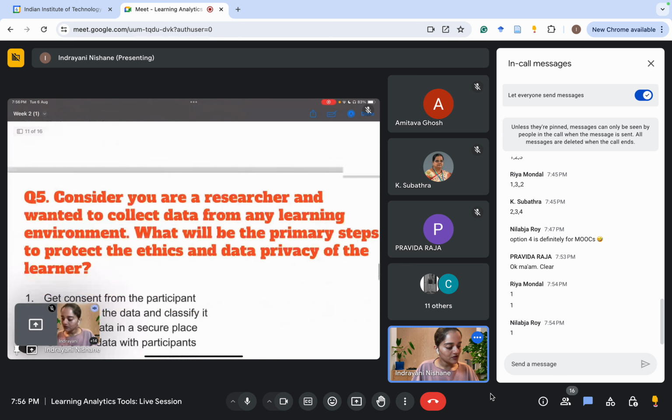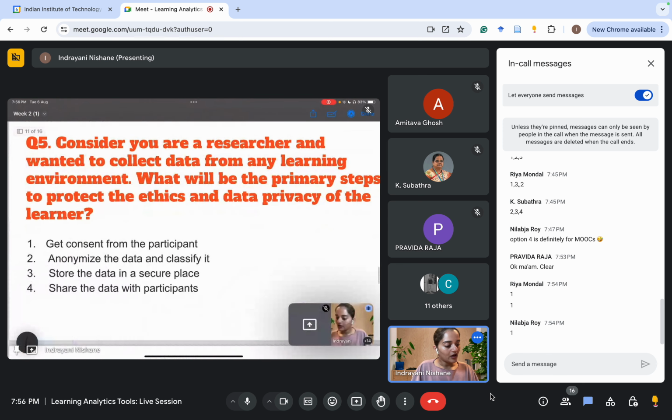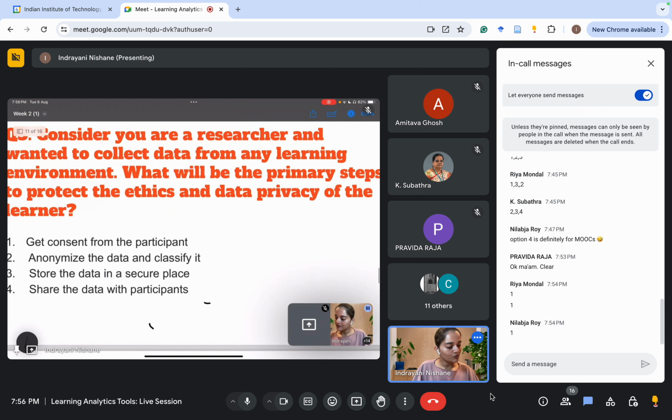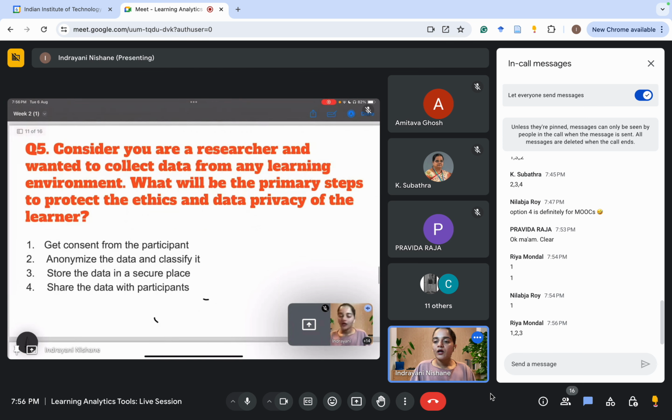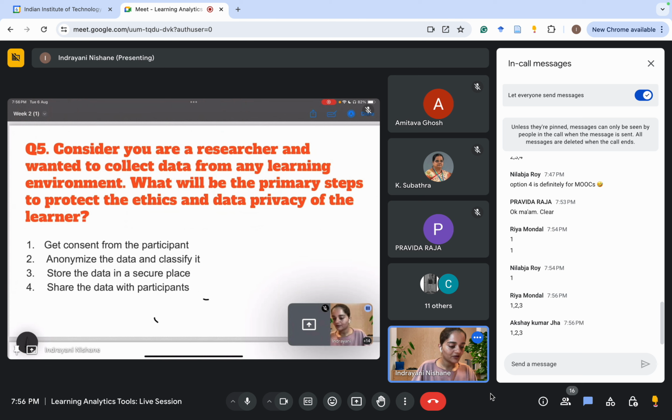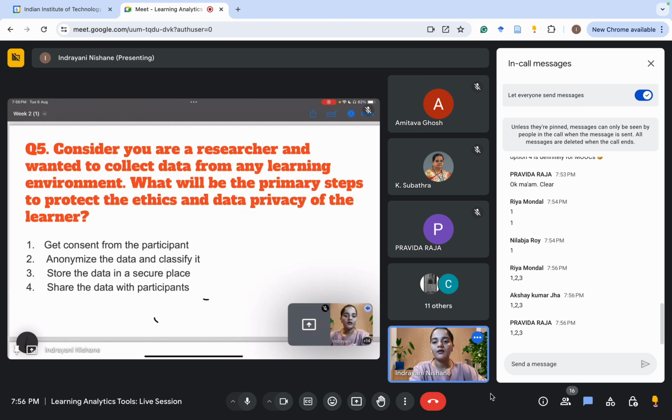So this was easy, no confusion there. Now consider you are a researcher and wanted to collect data from any learning environment. What will be the primary steps to protect the ethics and data privacy of the learners? This also we have discussed at length for very long. So what precautions will we be taking?